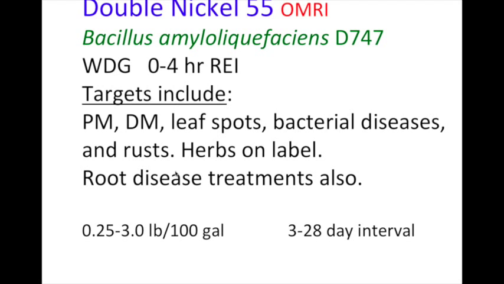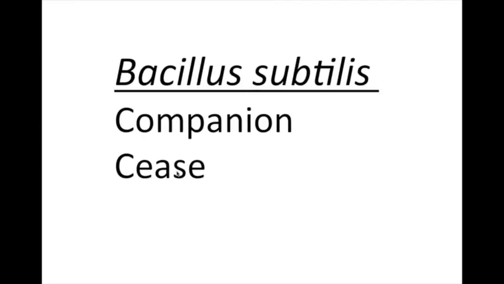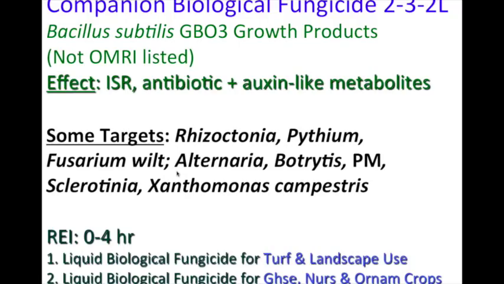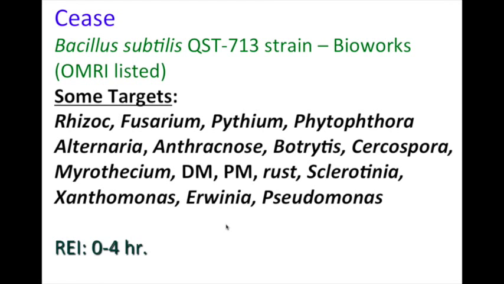Bacillus species are another one of the options. You have Bacillus amyloliquefaciens that's found in Double Nickel, which addresses foliar as well as root disease problems. Then you have Bacillus subtilis, again one of the better known of the biocontrols, found in Companion and Cease. The Companion material has one outdoor product for turf and landscape use and one that's used indoors for greenhouse and nursery ornamentals. Again, going after the standard root fungi as well as the foliar diseases.